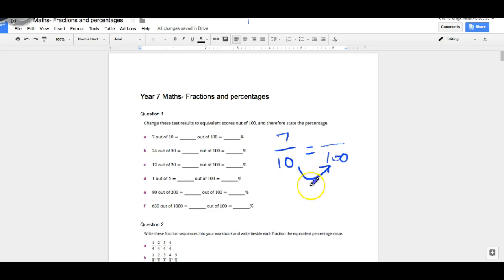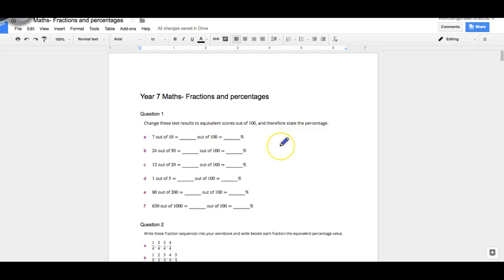Okay, so to get from 10 to 100, this is basically doing equivalent fractions. So what we do is we multiply that by 10. And remember, whatever we do to the denominator, we also do to the numerator. So I've multiplied the denominator by 10, so now I multiply the numerator by 10. And whatever this value is up here is what our percentage is. So 7 out of 10 gives you 70%.